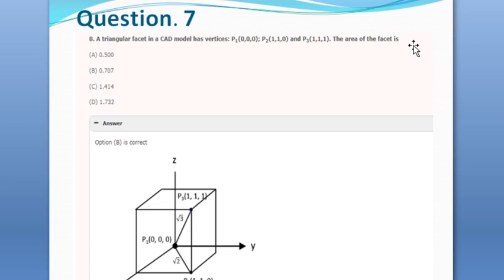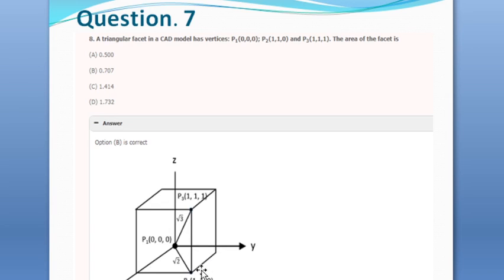And the area of the triangle formula is half base into height. H is directly given, it is 1 unit. Height of the triangle is 1 unit. Base, how we have calculated here, is by connecting the origin P1 to P2.